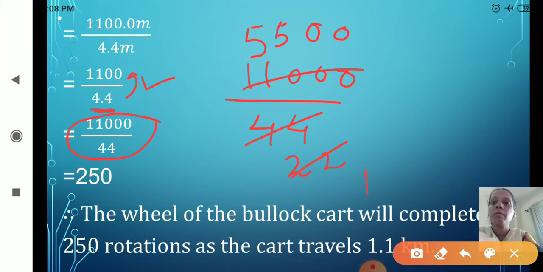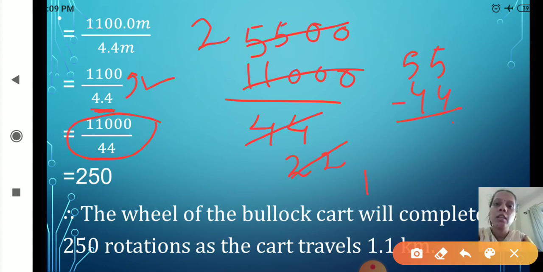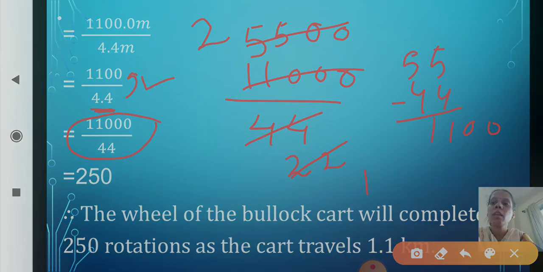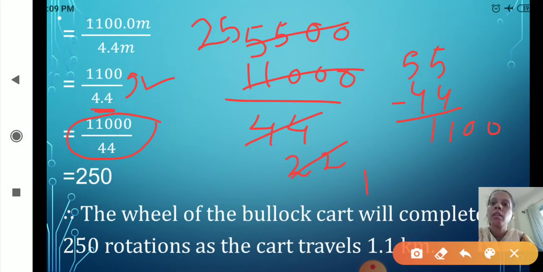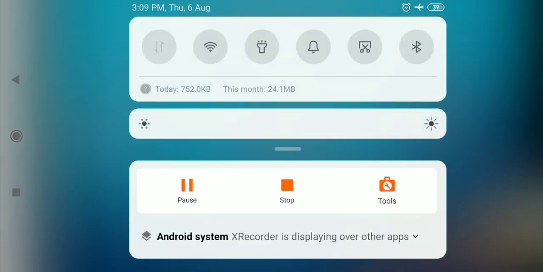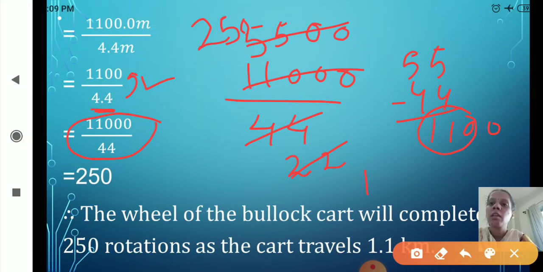22 ones are 22, 22 twos are 44, right? So here it is 55 minus 44. The answer is 11, and here are the two zeros. Now again we can divide. 22 fives are 110, and this 0 as it is. So the answer is 250. Okay, we will do this division.